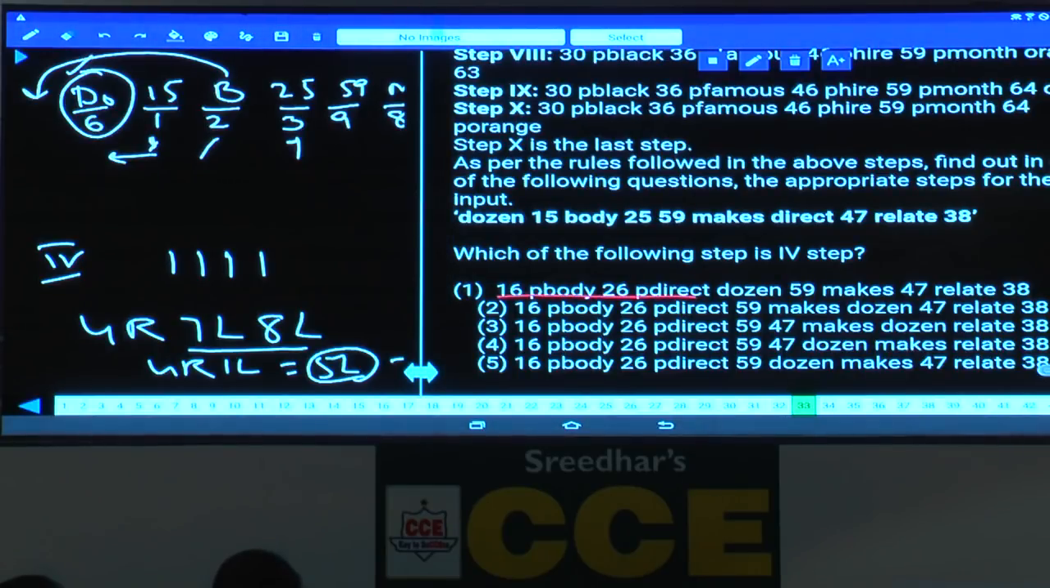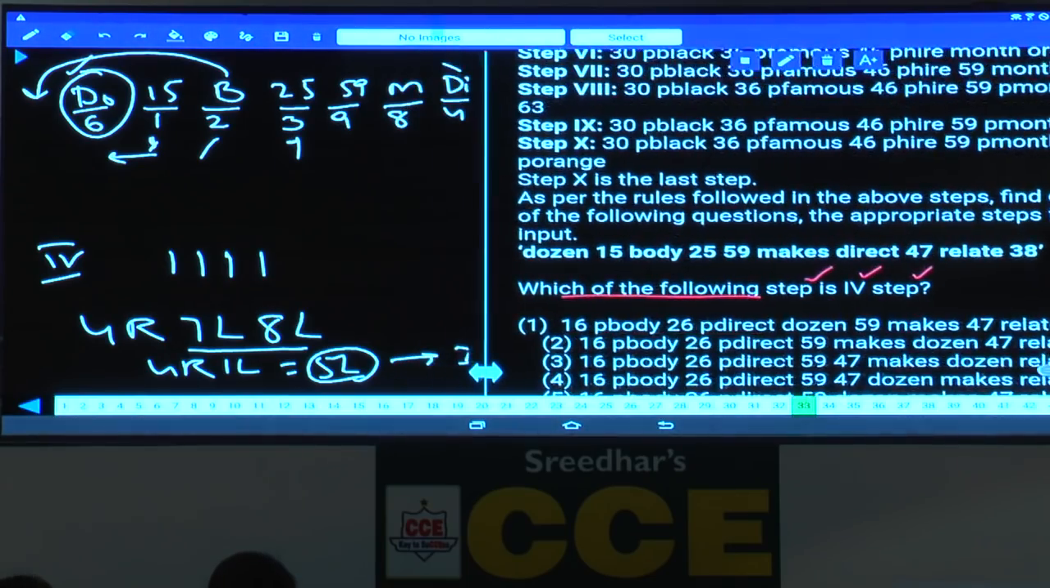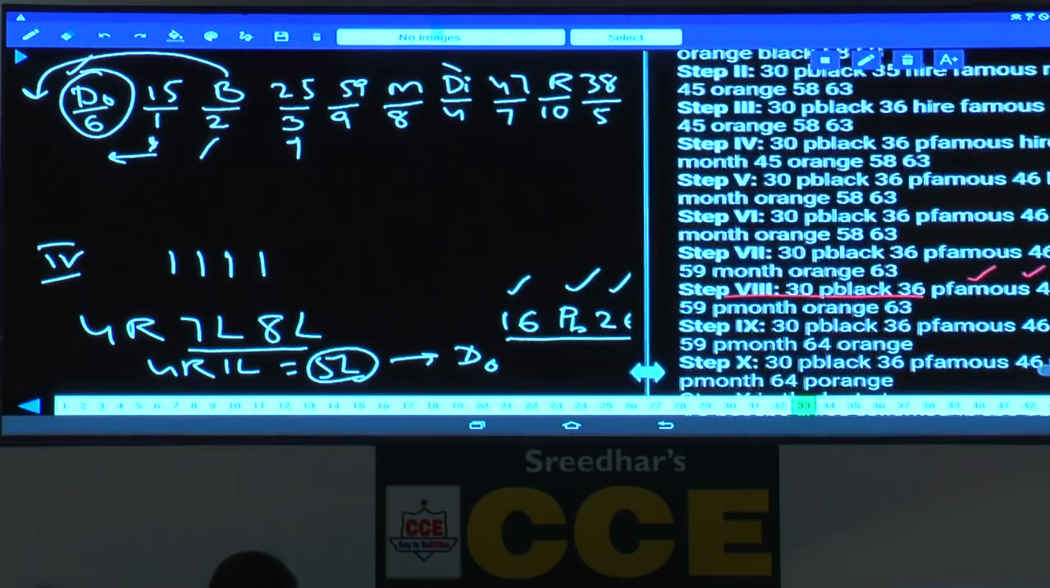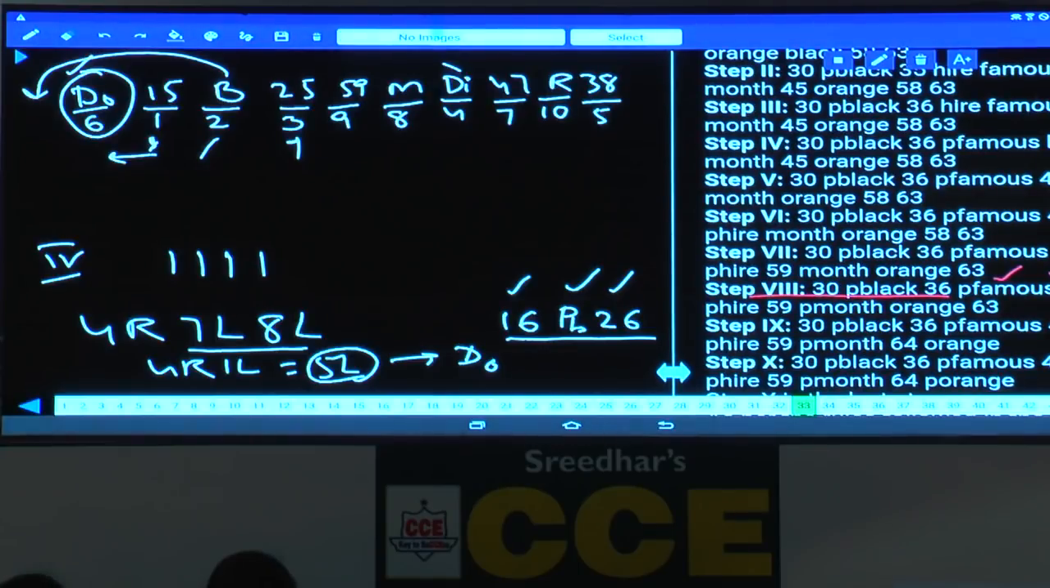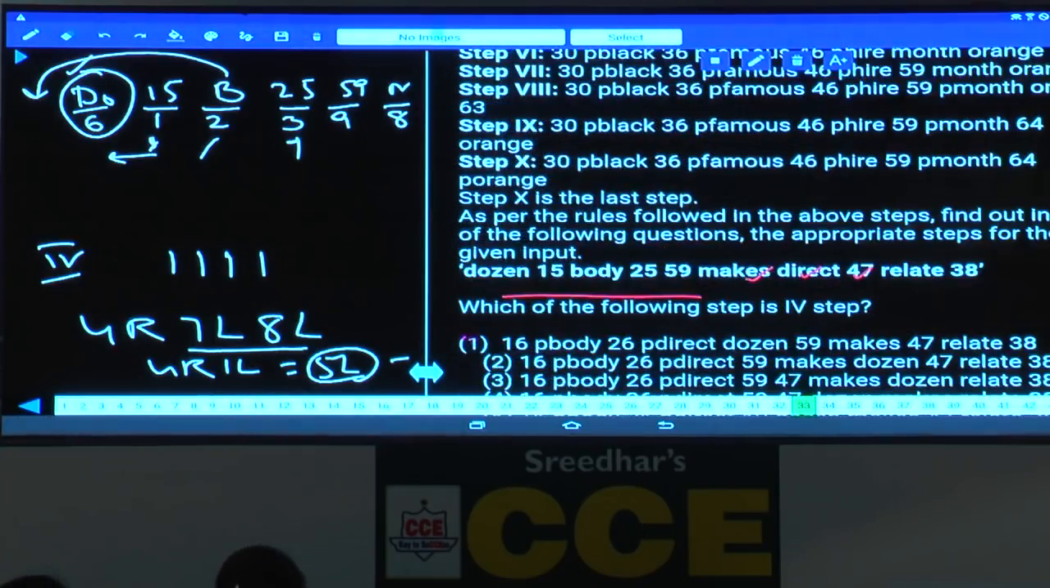After this one, what should happen here? All the remaining elements should remain in the same order. Dozen. Next one is what? After this dozen, 59. Next to 59 is makes. After this makes, 49. After this, next one is 47 and R and 38. Then what is your answer here? Choice 1 is the answer.